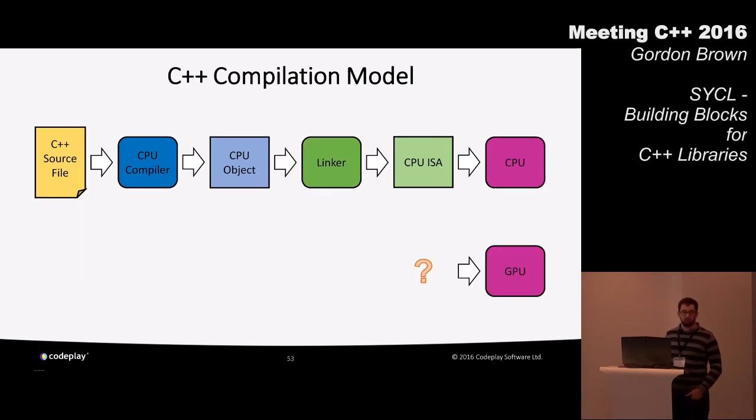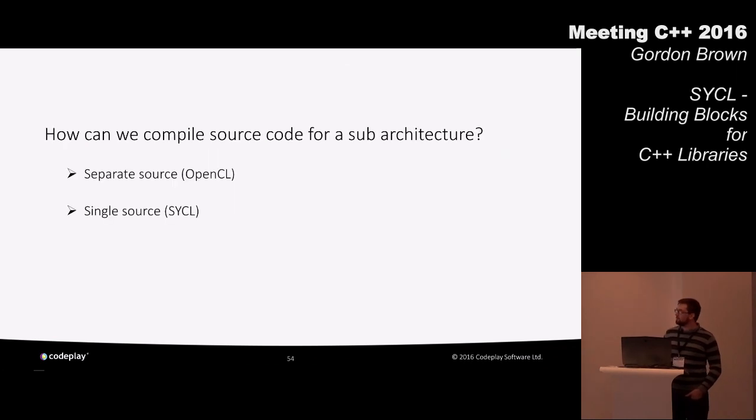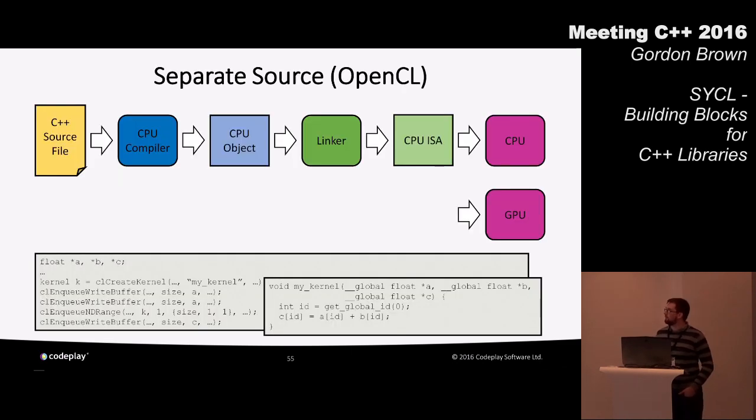What happens if you also want to compile code for a GPU as well? There's generally two ways of doing this: the first is separate source, like OpenCL, and the second is single source, that's SYCL. So first, separate source. The example we have here is OpenCL. On the left you have the host code, and on the right there's the device function.